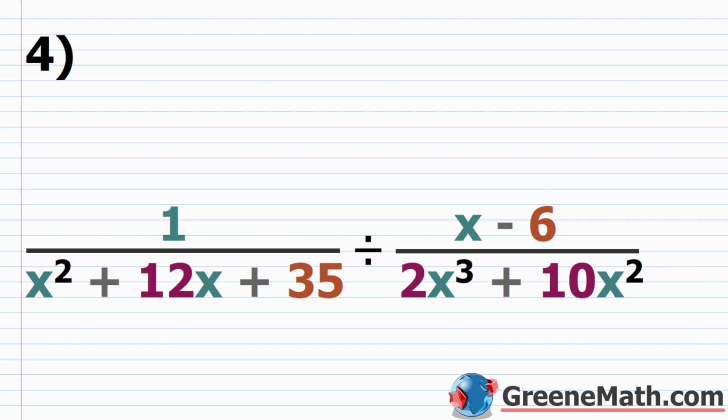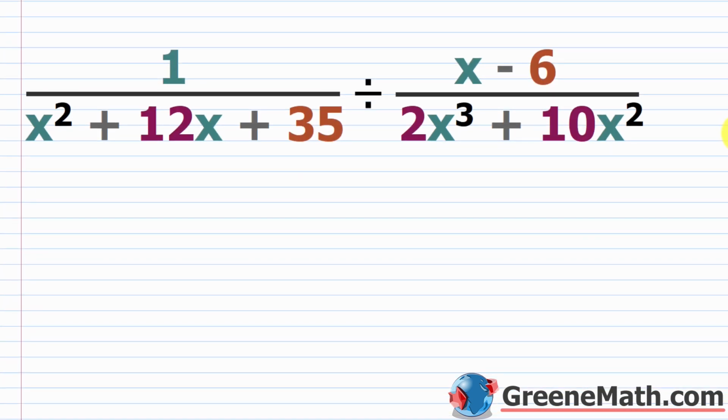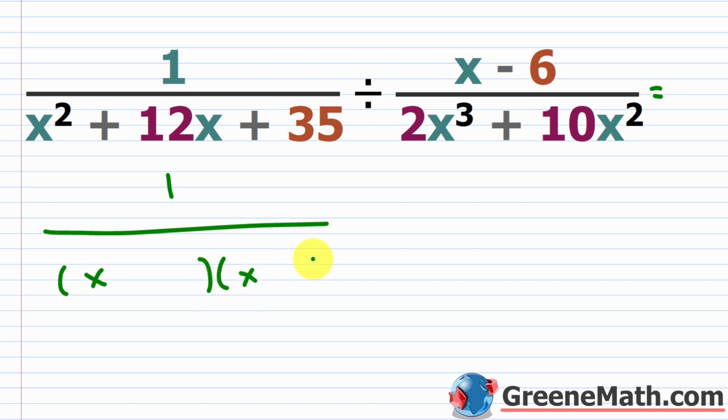All right, let's look at problem number 4. Let's come down here. So we have 1 over x squared plus 12x plus 35 divided by x minus 6 over 2x cubed plus 10x squared. Okay, let me factor everything. I'm going to put 1 over. I'm going to put this as x here and x here. Two integers that sum to 12 and give me a product of 35. That would be 5 and 7. Let me put that there.